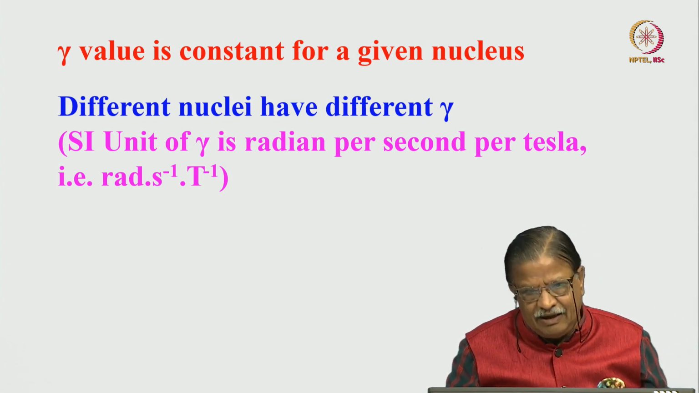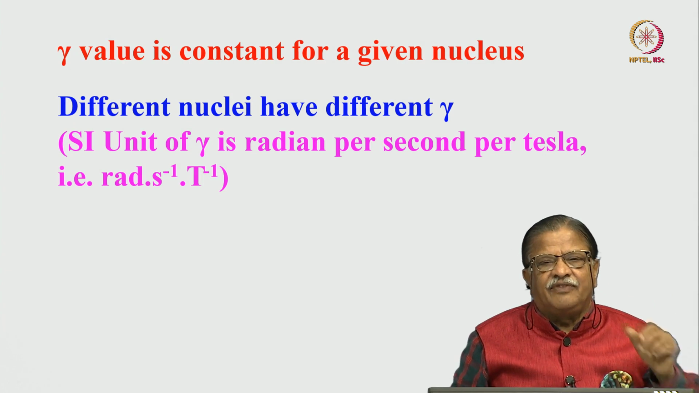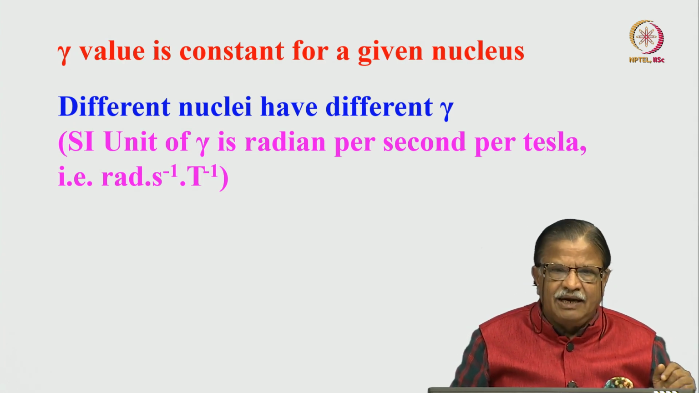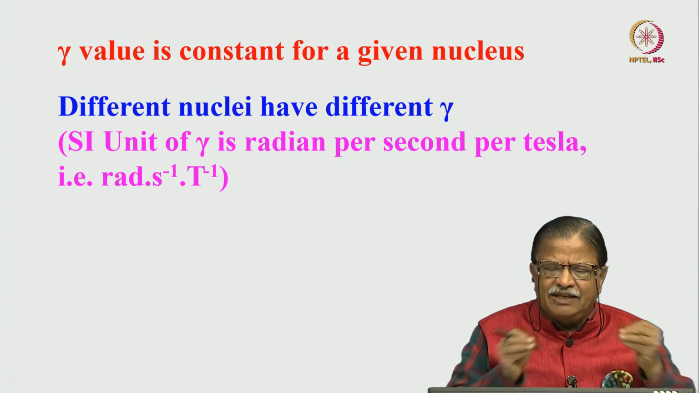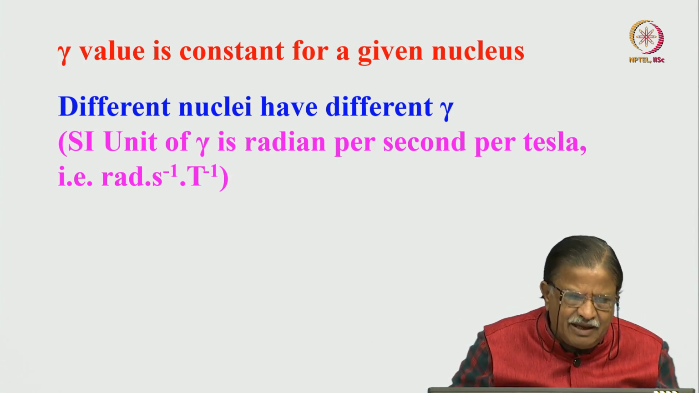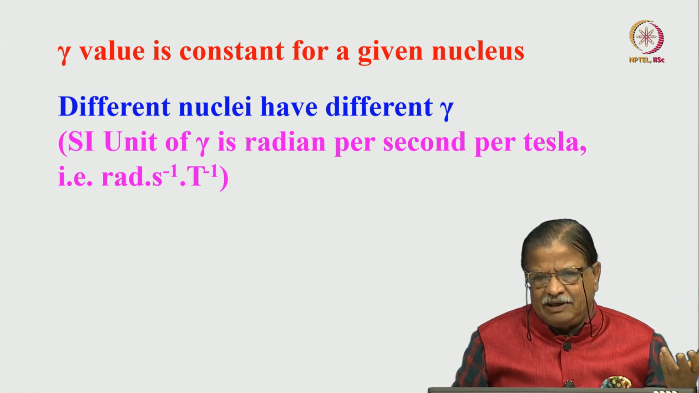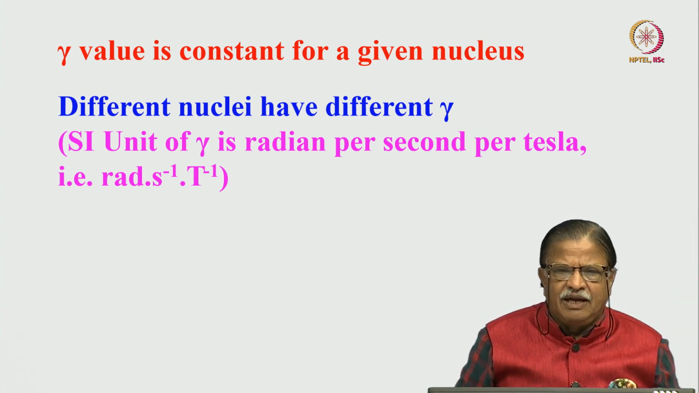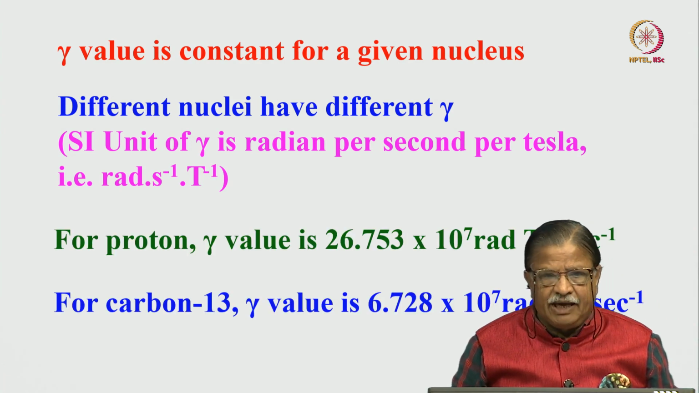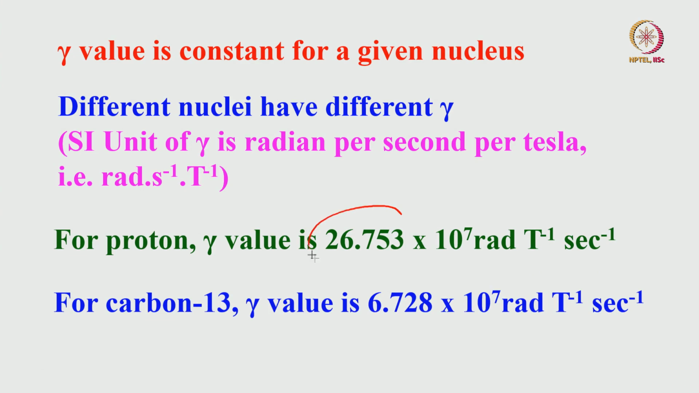Now coming to gamma, the gamma value is constant for a given nucleus, and different nuclei have different gamma. It is given in simple SI units, radians per second per Tesla. For example, the proton has a value of 26.753 times 10 to the power of 7 radians per Tesla per second. If you go to carbon 13, gamma is nearly 4 times smaller. Instead of 26, it is 6.728 times 10 to the power of 7 radians per Tesla per second.